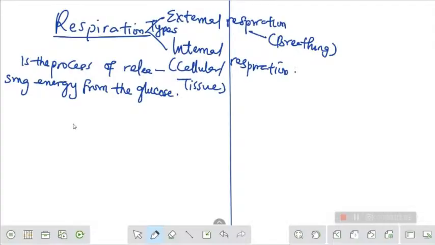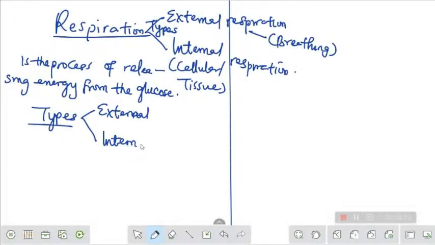So let's look at the types of respiration. I've already given you the types. I said we have external and internal respiration. That's the types of respiration that we have. So please don't make that mistake. It's not anaerobic or aerobic respiration. So I hope you understand what I'm trying to say. So we have external and we have internal respiration.